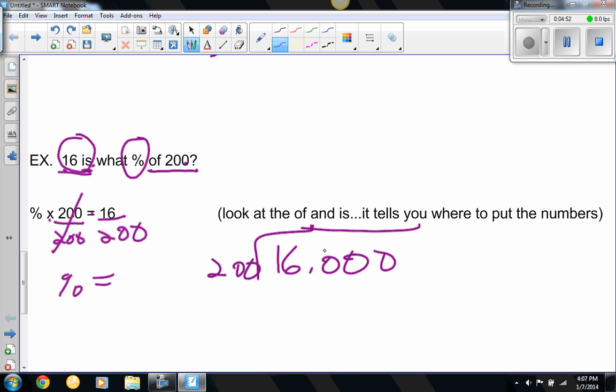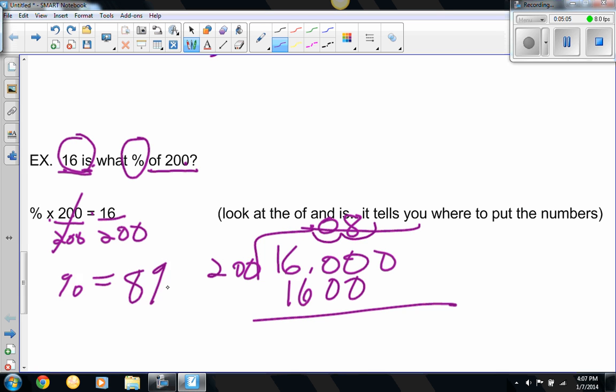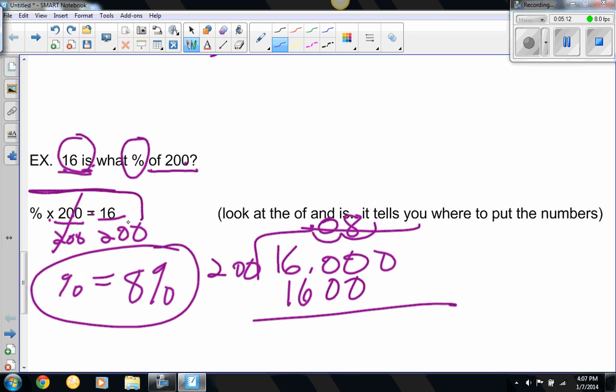200 won't go in there, but it will go in there 8 times evenly. That's a decimal though, and the percent is missing, so I have to change it from a decimal to a percent. I go 2 to the right, and my answer is 8%. You see I still use the exact same little equation, but what you fill in and what's missing is going to change whether I multiply or divide. When the percent is missing, you always need to remember 2 to the right to change it to a percent.